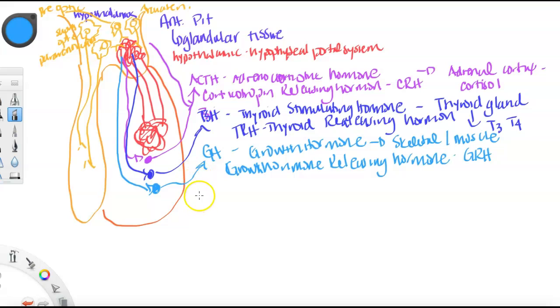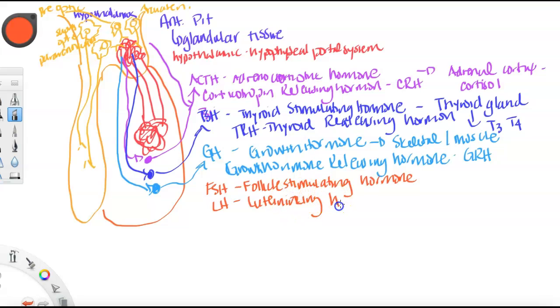All right, the next two are FSH and LH. So FSH is follicle stimulating hormone. LH is luteinizing hormone.